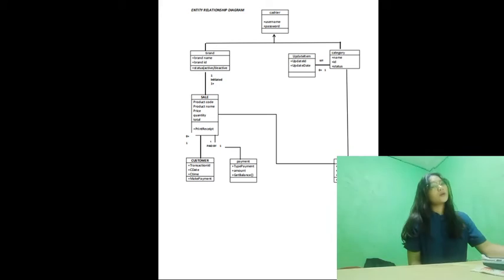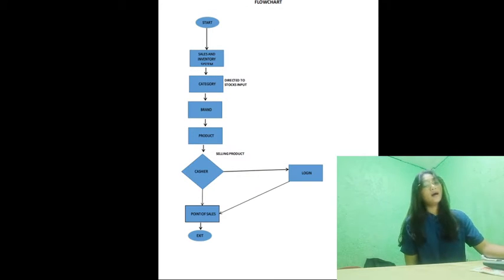Sales or point of sales has product code, product name, price, quantity, and the total. After the total, the customer will receive a printed receipt, or a virtual receipt in this system because I don't have a printer to print those receipts. Next, let's go to the flowchart.